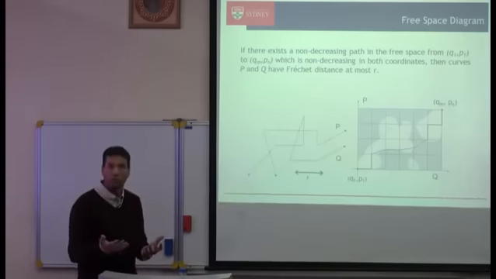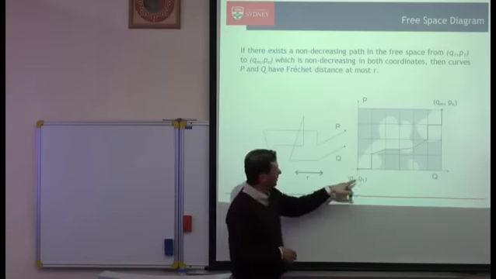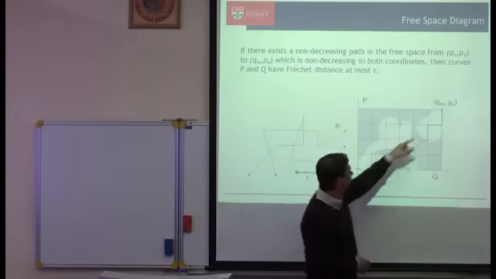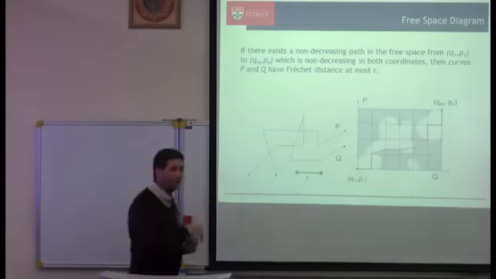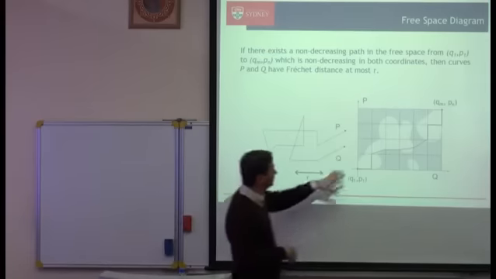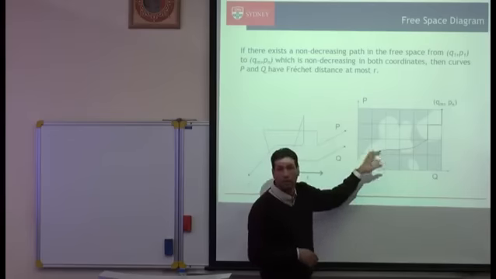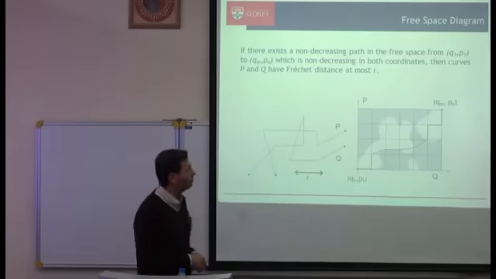And again, we want to find a non-decreasing path in the free space, starting from the start point, Q1, P1, going to the top right end point. We have to start at the start point and end at the end point. Okay? We build a free space diagram, and the only thing we want to find is whether there is a path in this free space from the bottom left corner to the top rightmost corner.